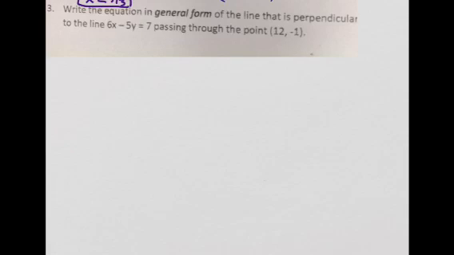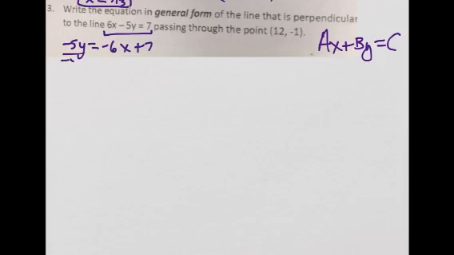Alright, number 3, it's asking for general form of the equation. So remember, general form is ax plus by equals c, like that. From here, we need the slope from this equation. Okay, so the slope here, subtract 6x, so you get negative 5y equals negative 6x plus 7, divide by negative 5. So then y is 6 over 5x minus 7/5. So the slope here is 6 over 5.